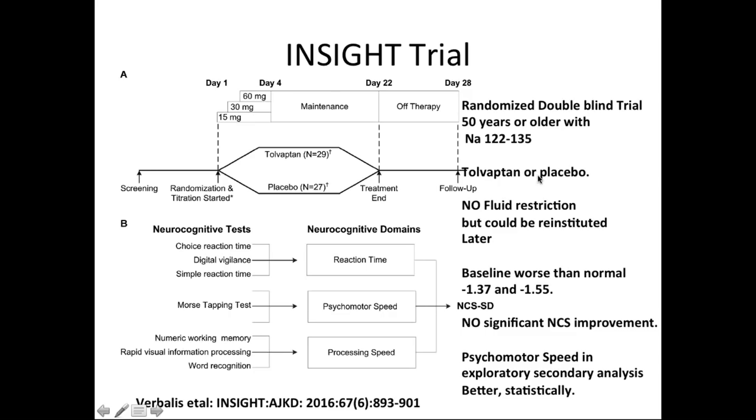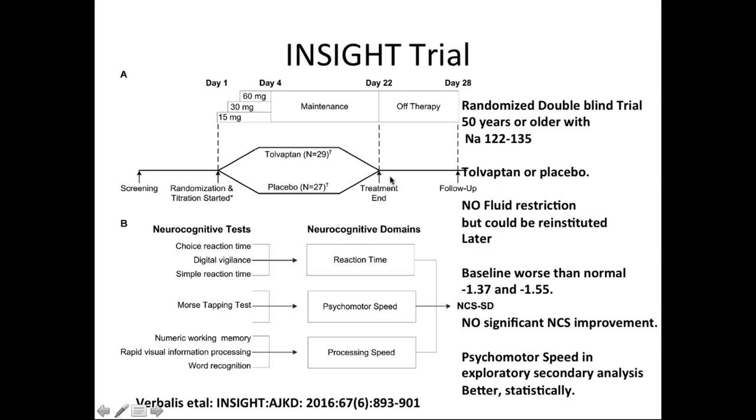The goal was tolvaptan and placebo. And when tolvaptan was started, because this was a randomized double blind, both tolvaptan and placebo, there was no fluid restriction at the initial phase, but after a few days, if hyponatremia persisted, fluid restriction could be added at that point. The baseline neurocognitive scores for both placebo and tolvaptan were worse than normal people at -1.37 and -1.55.